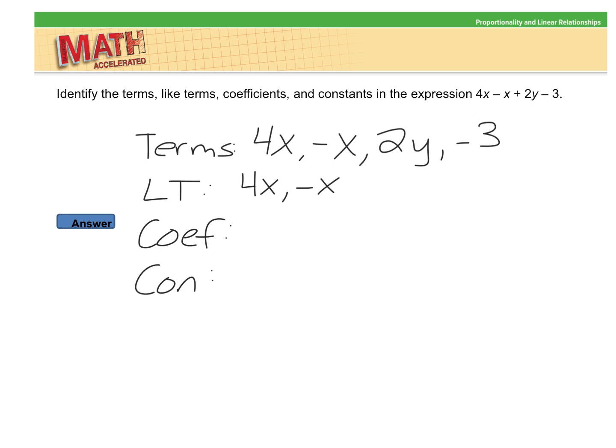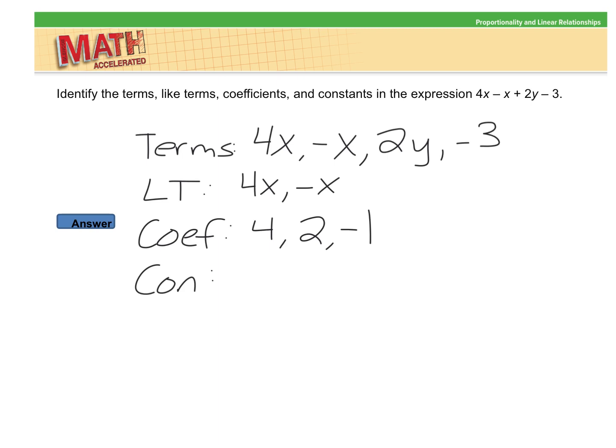Coefficients, what did we say coefficients were? The number in front of the variable. So what's one of them? 4. What's the other one? 2, negative 1. Yep, don't forget about that negative 1 in front of the x.